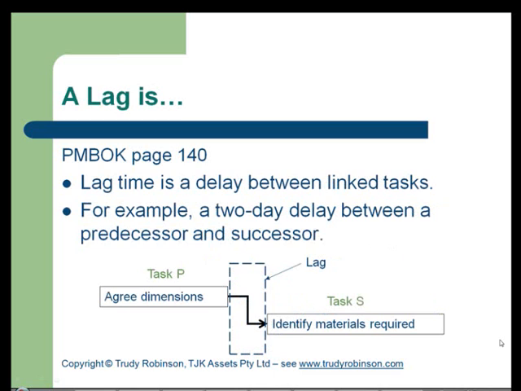A lag, on the other hand, is a delay between two linked tasks. In the example that we have, we still have the same finish-to-start relationship between the predecessor and the successor. But in this instance, we may need a delay between the two. It may be an hour, or a day, or 2 weeks, or a month. The lag is the time delay between the two linked tasks.